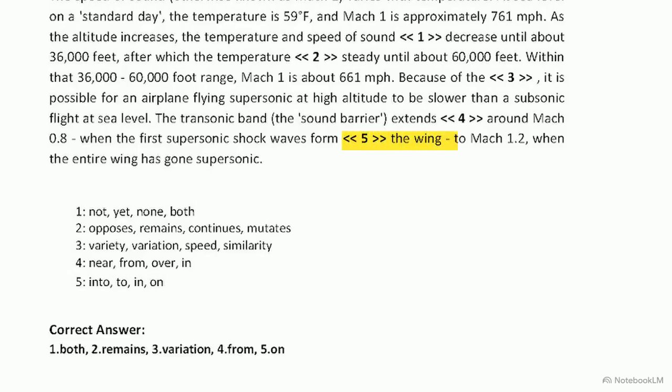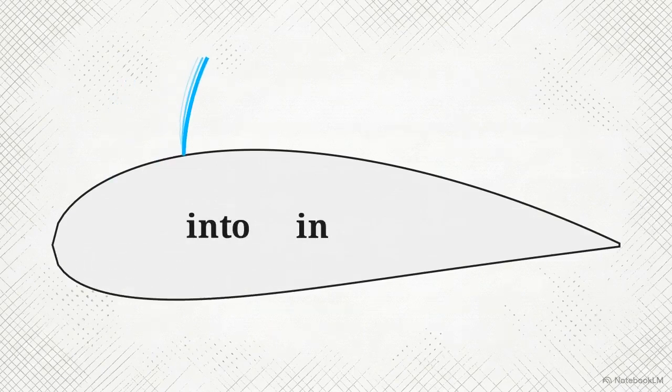Our final blank is a problem of spatial grammar. We need to define the physical relationship between a supersonic shockwave and an airplane wing. This Schlieren photograph captures the physical interaction. The shockwave lines rest directly atop the wing's flat exterior surface, dictating the preposition on. A shockwave rides the exterior boundary instead of tunneling inside, ruling out into and in.